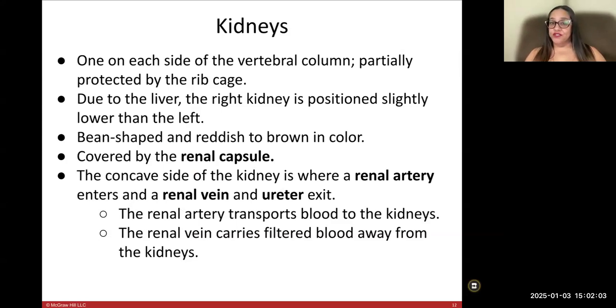Kidneys. There is one on each side of the vertebral column, partially protected by the rib cage. The right kidney is positioned slightly lower than the left, due to the liver. They're bean-shaped and reddish-brown in color. If you think of kidney beans, those are exactly what our kidneys look like, just tinier. They're covered by something called the renal capsule. The concave side of the kidney is where the renal artery enters, and a renal vein and the ureter exit. The renal artery transports blood to the kidneys. The renal vein carries filtered blood away from the kidneys.